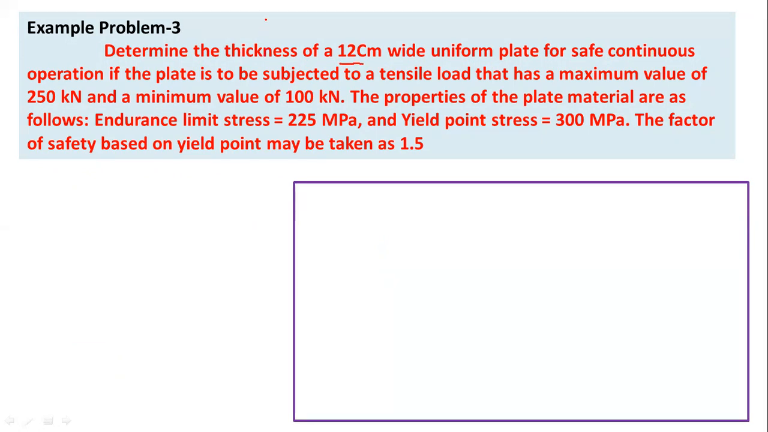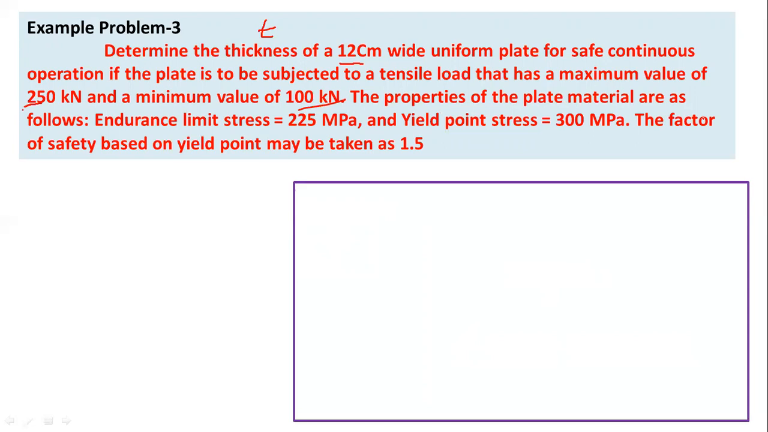Here you have to find out the value of thickness T, and width is 12 centimeters. If the plate is to be subjected to a tensile load that has a maximum value of 250 kilonewtons. So here the units are in newtons, that means it is a load. So it is maximum load, it is minimum load. Maximum load equal to 250 kilonewtons, minimum load equal to 100 kilonewtons.